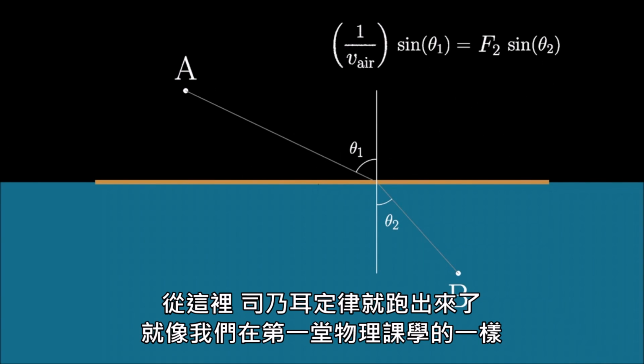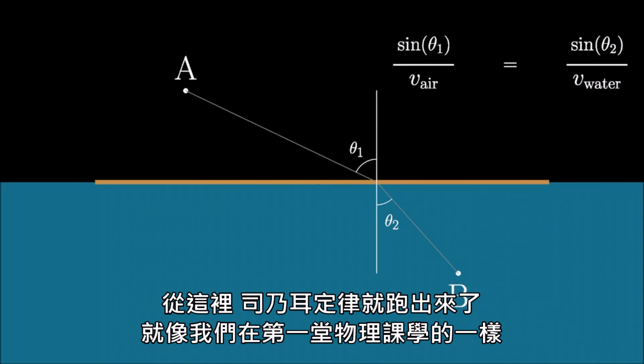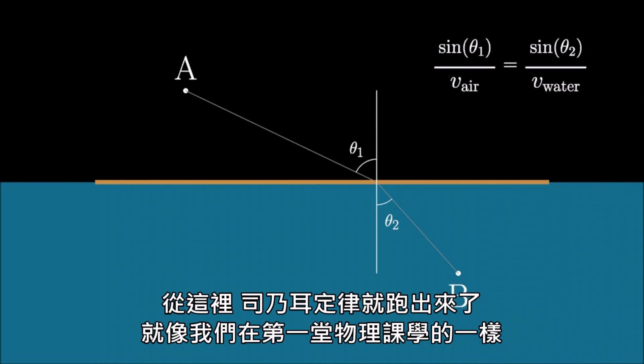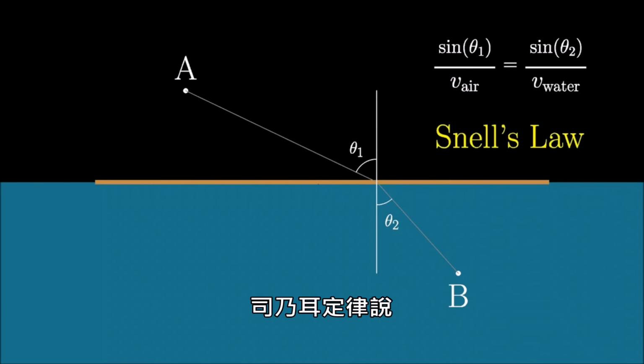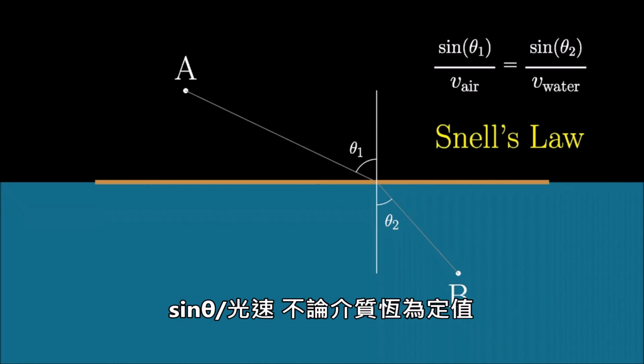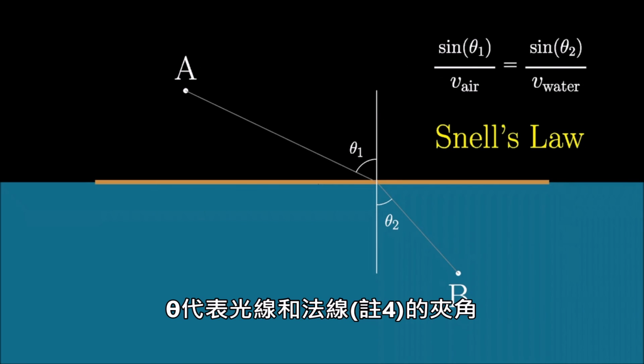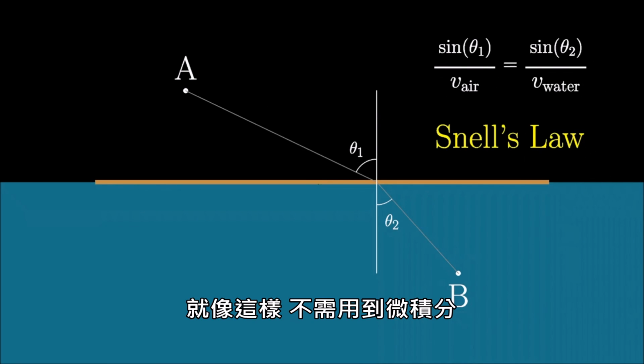And from that, out pops this thing called Snell's law, which many of us learned in our first physics class. Snell's law says that sine of theta divided by the speed of light stays constant when light travels from one medium to another, where theta is the angle that beam of light makes with a line perpendicular to the interface between the two media. So there you go, no calculus necessary.